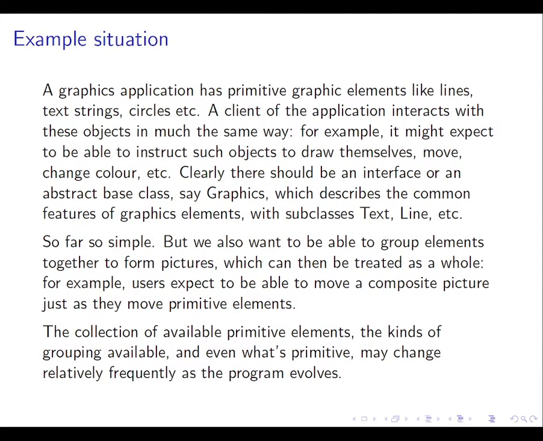Time for an example. So this is a bit of a hoary classic example. Suppose that we have some kind of graphics application, and that it's going to work with some primitive graphic elements like lines, text strings, circles, and so on. And so a client of this application is going to interact with these objects in a kind of uniform way. So it might, for example, expect to be able to instruct each of these things, lines and circles and so on, to draw themselves, to move, to change colour, and what have you.